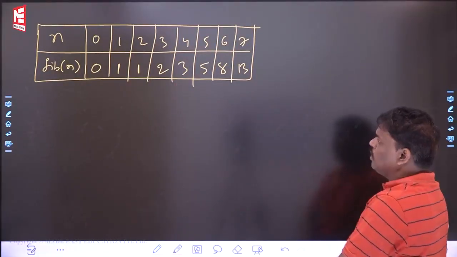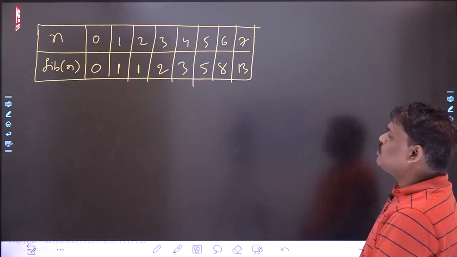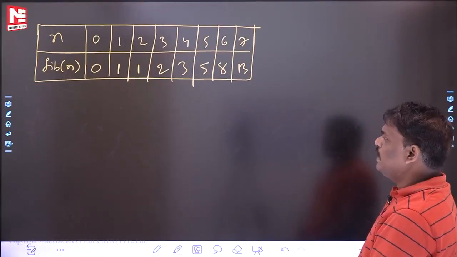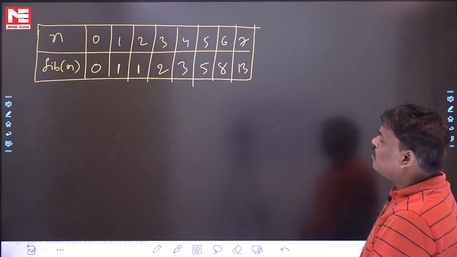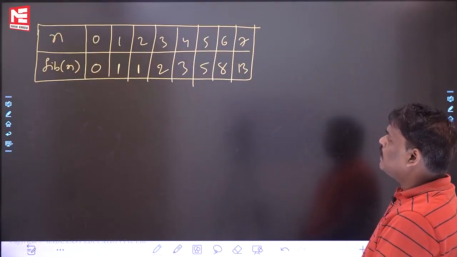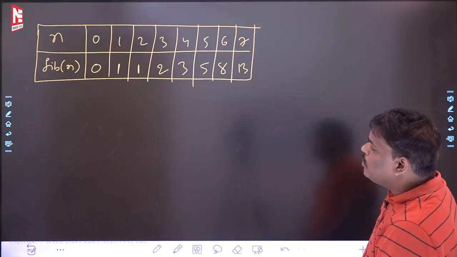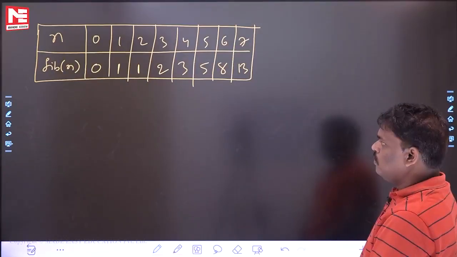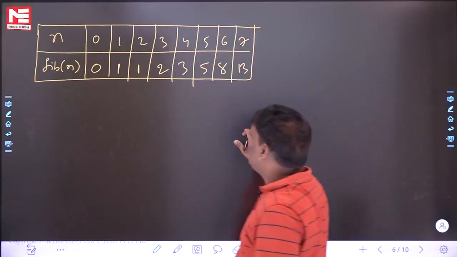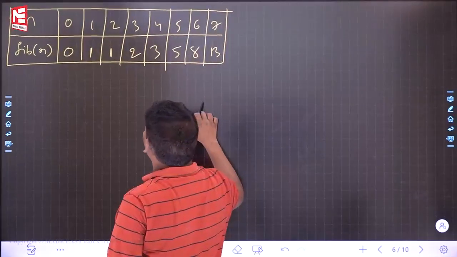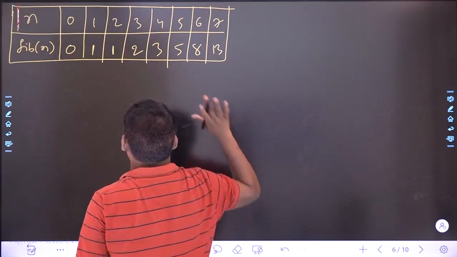If you see this table, can you say n value 6, what is the Fibonacci of 6? 8. N value 7, what is the Fibonacci of 7? 13. Next one, n value 3, what is the Fibonacci of 3? 2. You know very well. If you are really comfortable, please listen to whatever I am going to say. This is the Fibonacci series.